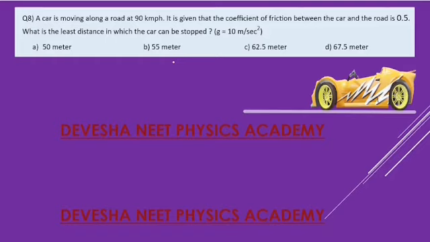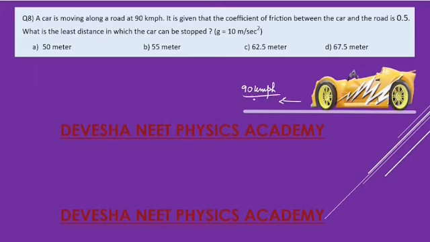Okay, in this one, it is given that a car is moving along a road at 90 km/h. So imagine that this is the car. Now the car is moving this side, right? It is moving at 90 km/h.